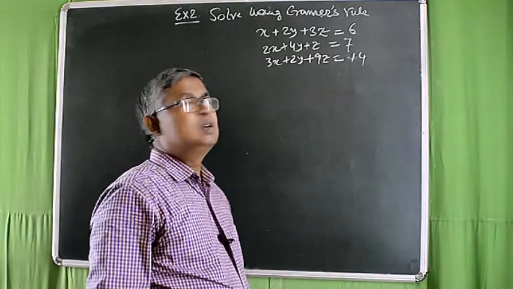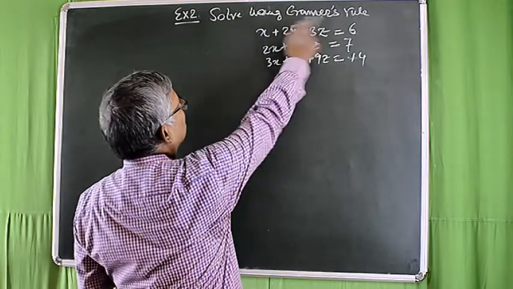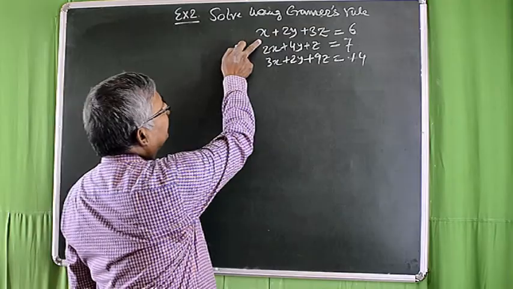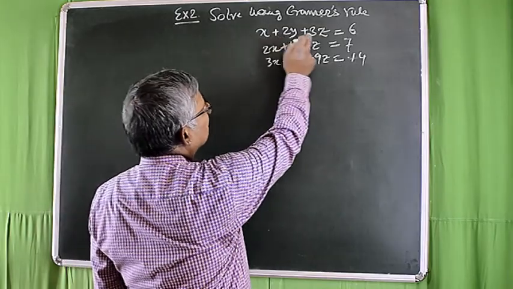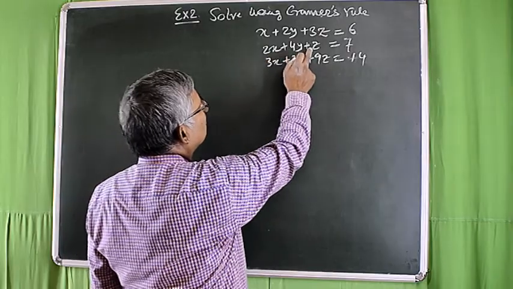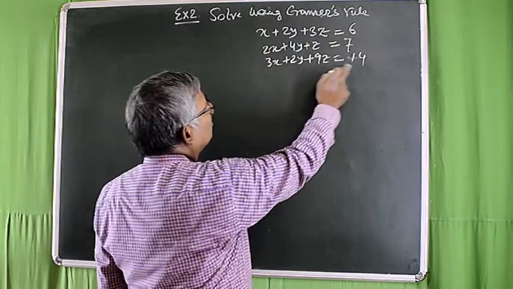Students, let us solve the system of equations using Cramer's rule. That is, the equations are x plus 2y plus 3z equal to 6, 2x plus 4y plus z equal to 7, 3x plus 2y plus 9z equal to 14.